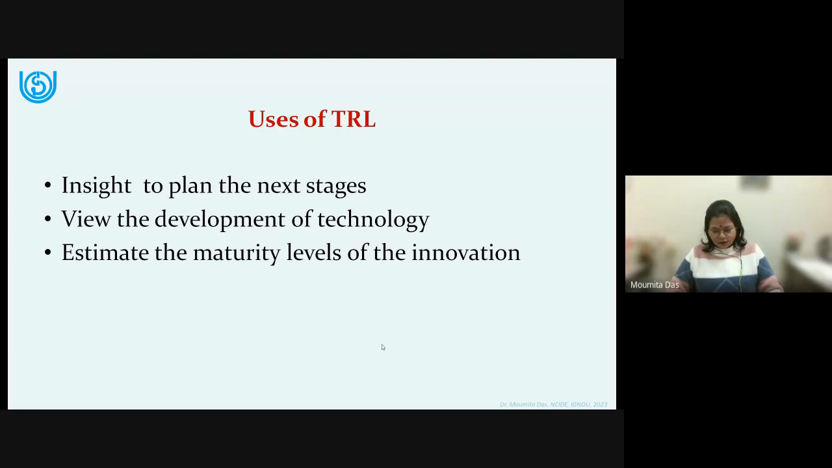What does it give to the innovator? When you look at the description and definition of the TRL, it gives you the insight to plan the next stages. So you are at TRL 4 because the description matches your product or service, and then you have to plan for the next stage, TRL 5. When you go to TRL 5, what are the expectations from you so that you stay in TRL 5 and then move on to TRL 6? It gives you an idea.